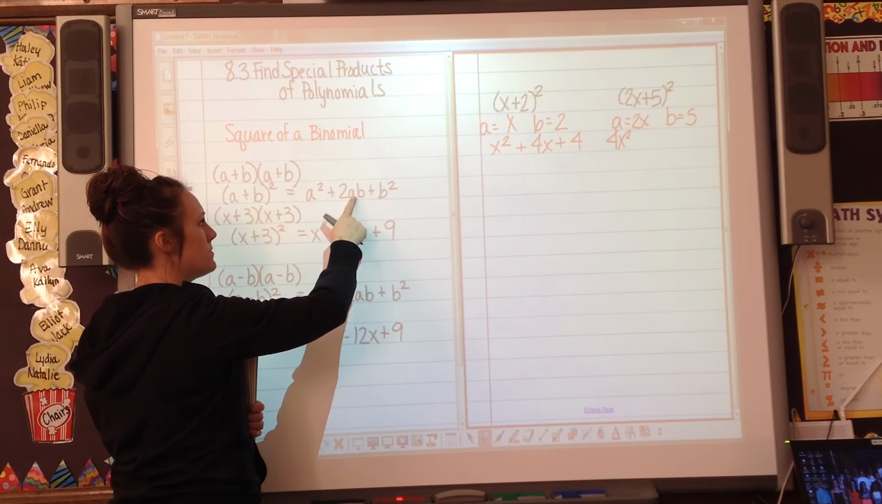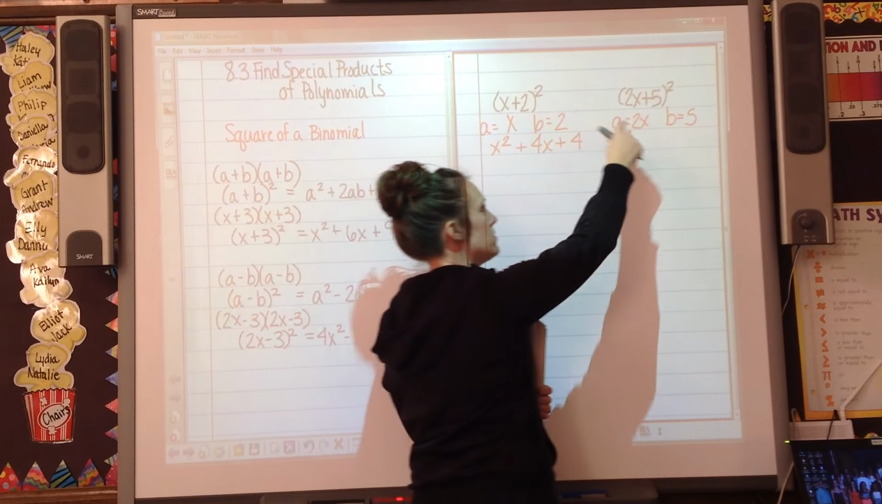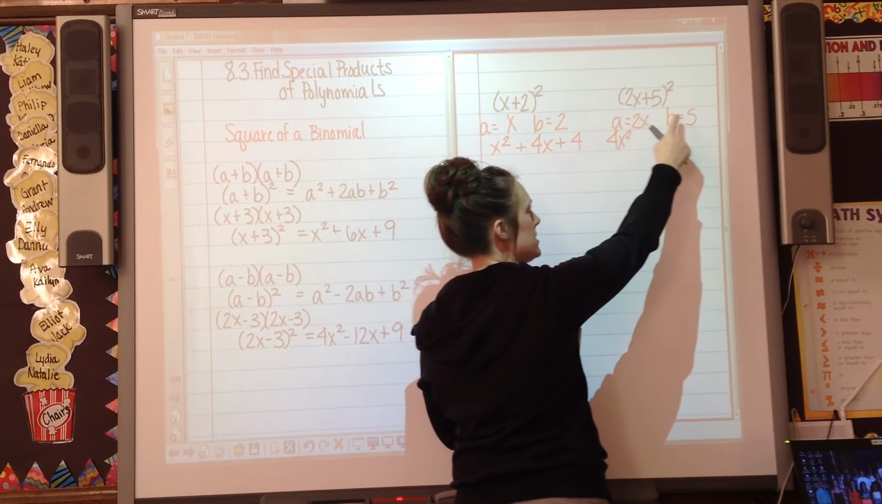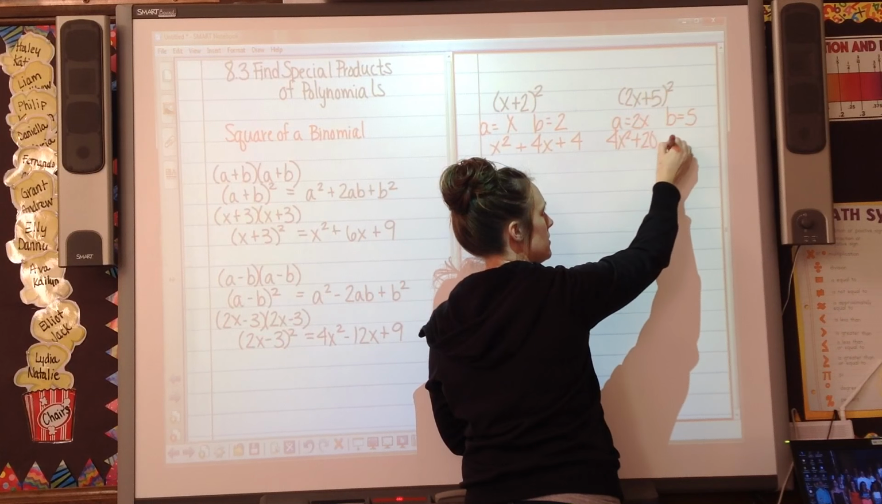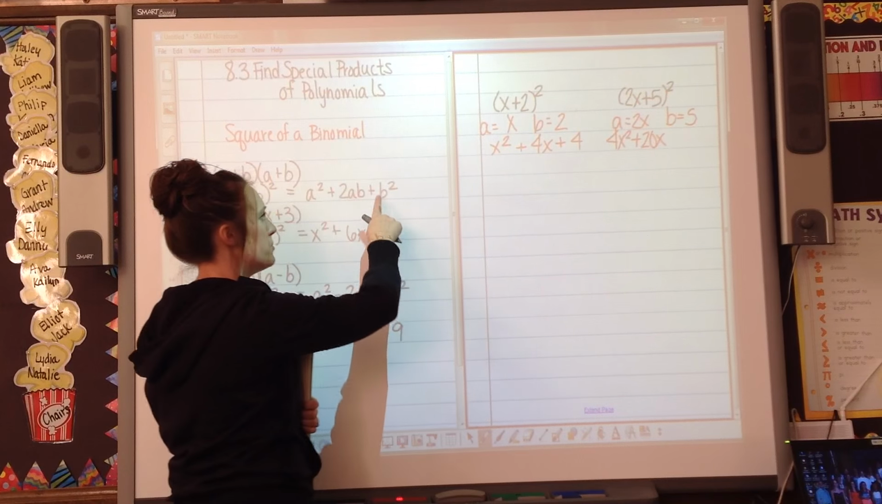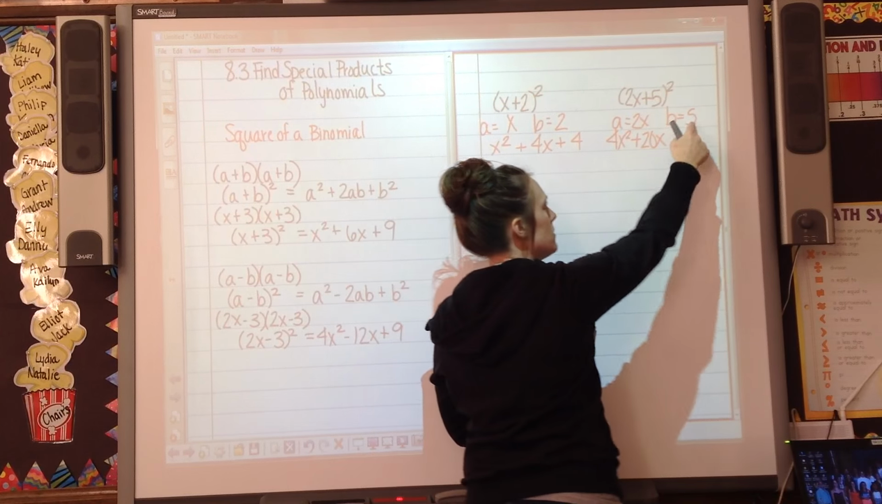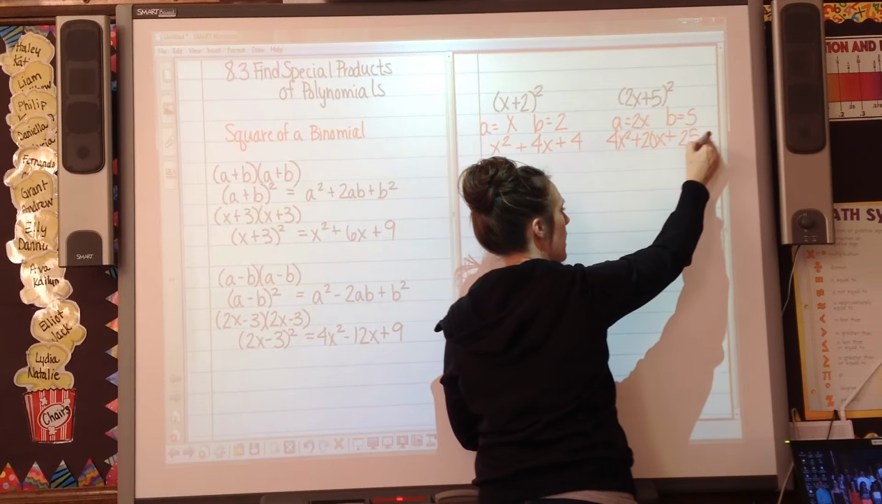Plus 2 times a times b. Well, 2 times 2 is 4, that's 4x. Times 5 is 20x. And then b squared, plus b, 5 squared, which is 25.